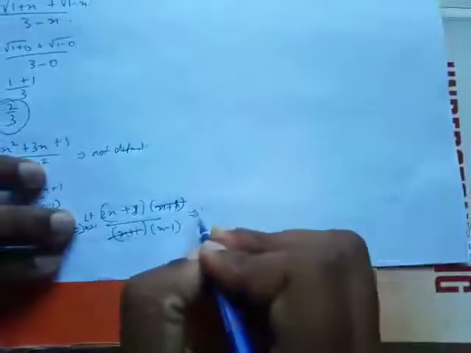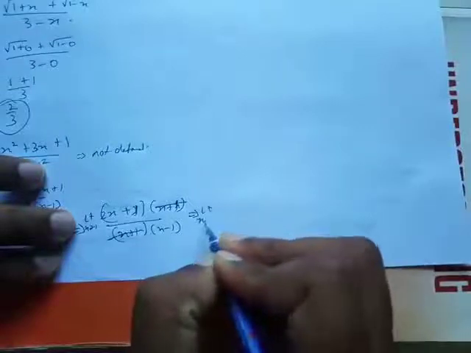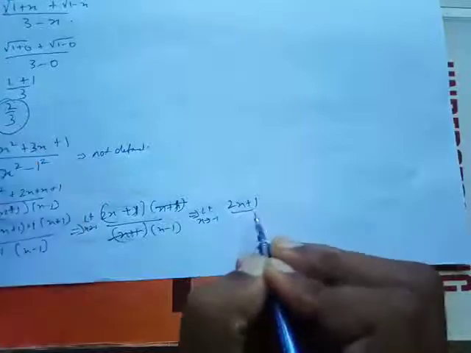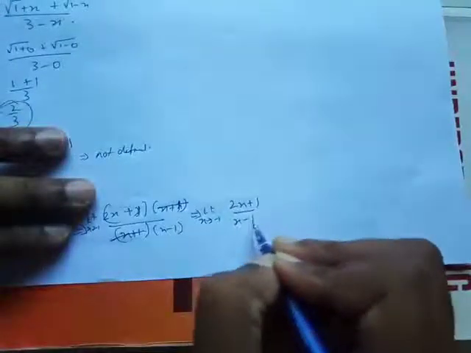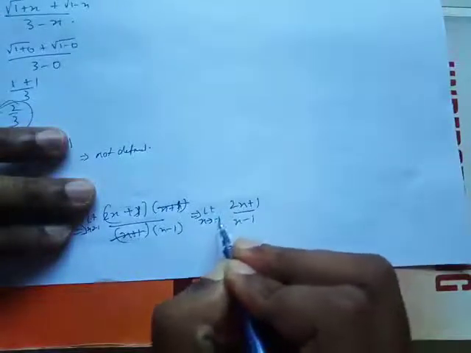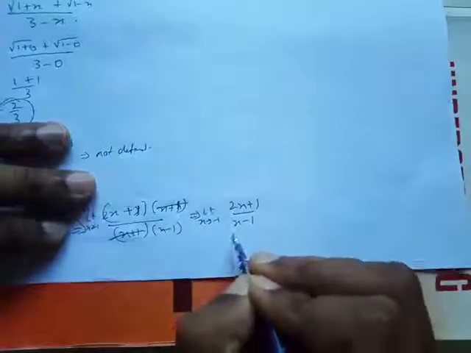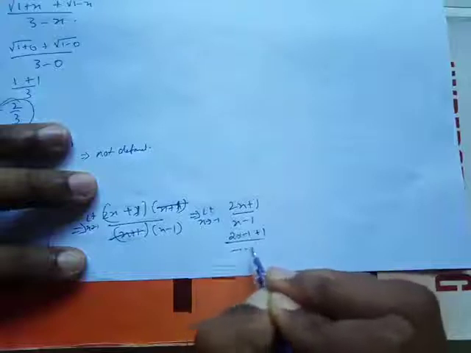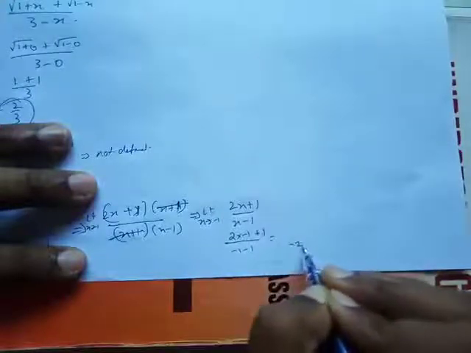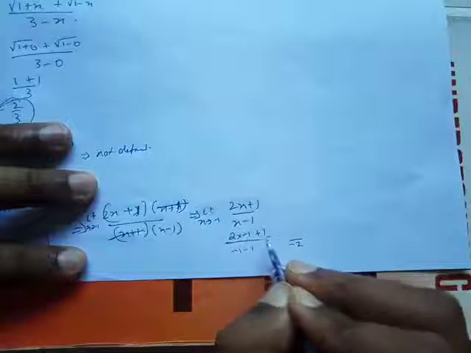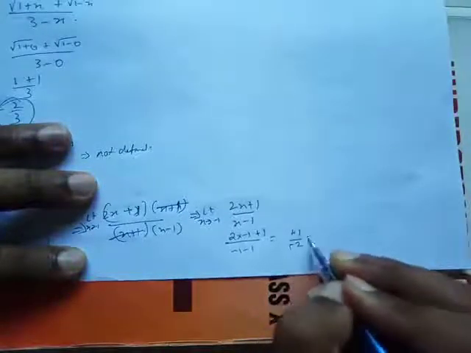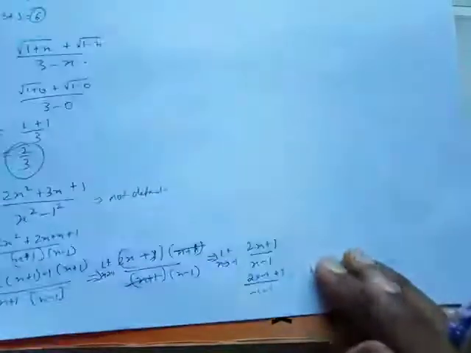Whatever is left, limit x tends to minus 1. Now I'll keep the value 2x plus 1 upon x minus 1. I'll keep the value. What is the value now? Minus 1. So I'll see what's my limit. 2 into minus 1 plus 1 upon minus 1 and minus 1. So I'll get minus 2 over here, and this is going to give me minus 1. So what's my answer? What's my limit? 1 upon 2. Okay, my limit is going to be 1 upon 2.